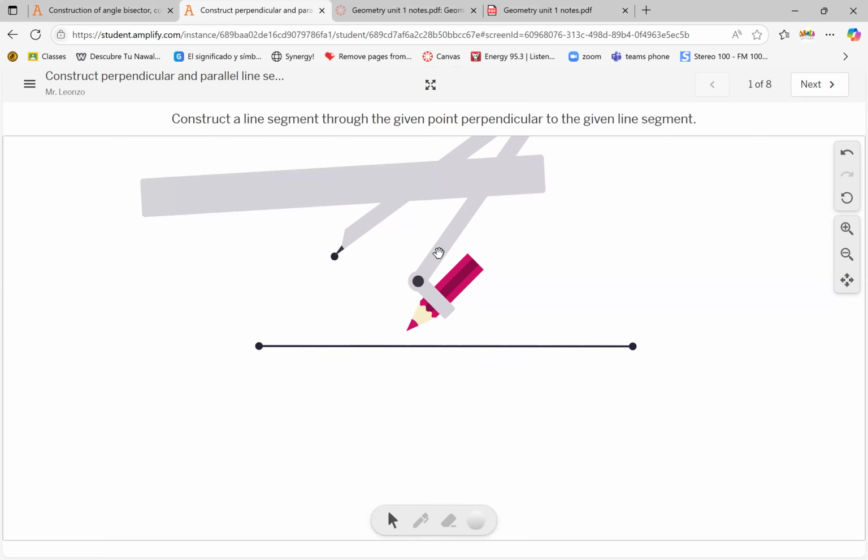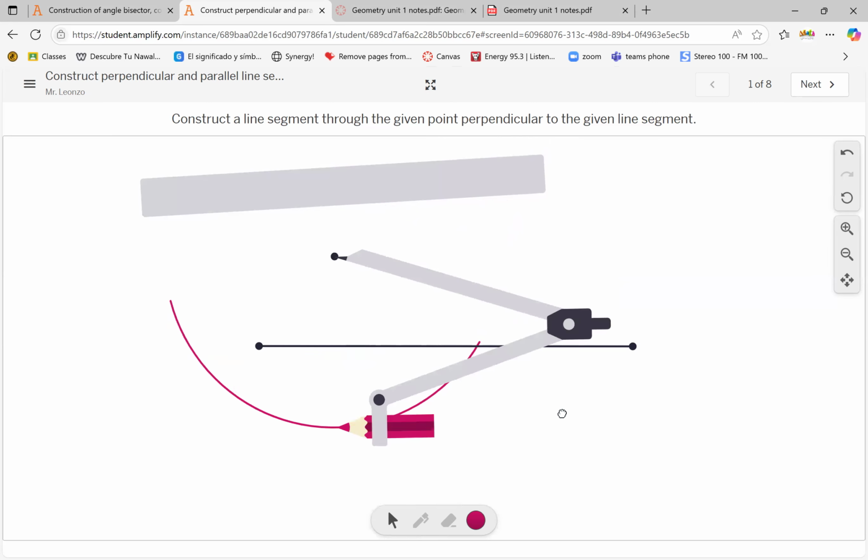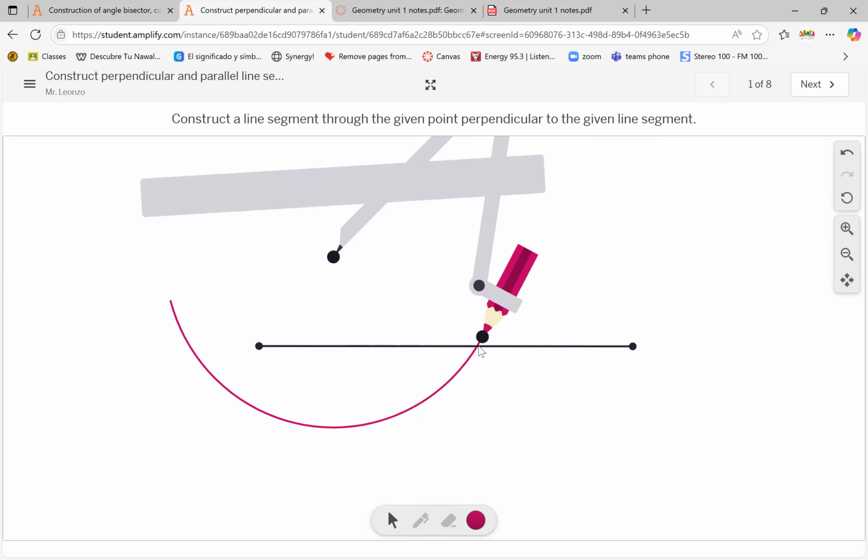Let me show you guys what I mean with too much. Because we said it has to be there and then here. What if I open my compass too much? That when I do my crossing, I cross the segment only once, not there. Now, if that was to happen, what I will need you guys to do is extend the line segment. The line segment that was given can always be extended.